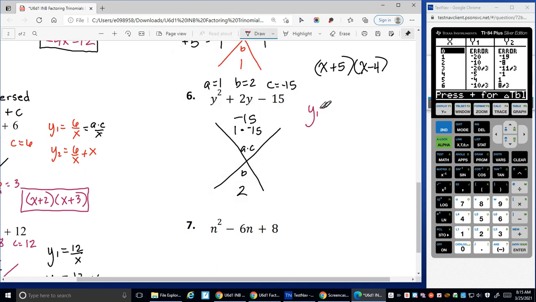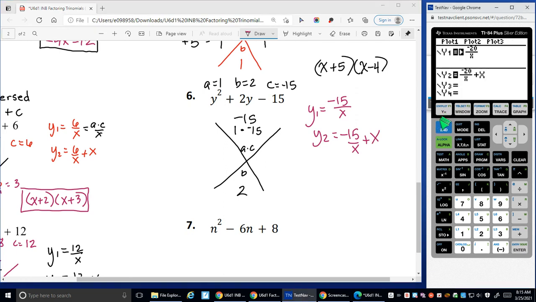Y1 is going to take the number on top, negative 15, and put it on the top over here. And then Y2, same exact thing, but we add the X. Let's go to Y equals, replace negative 20, and I'm just going to type over the 20, I'm going to put 15, so that I verify, does it look right? It does. And I'm going to go to the table.